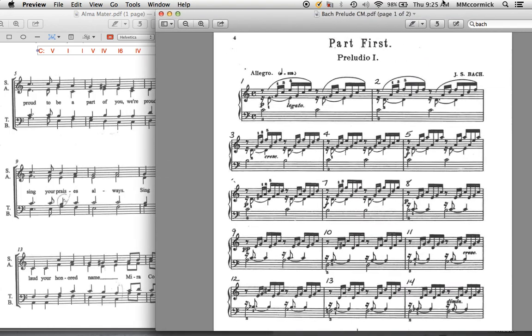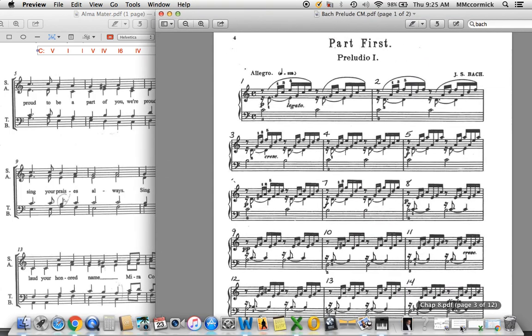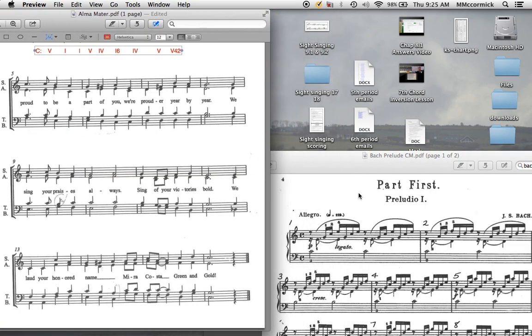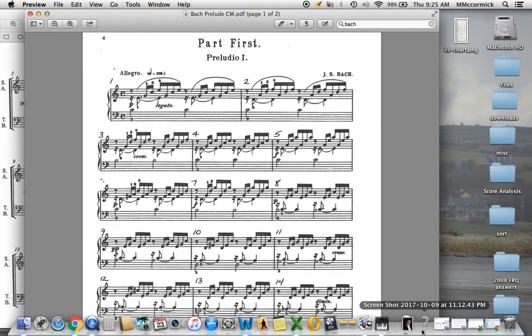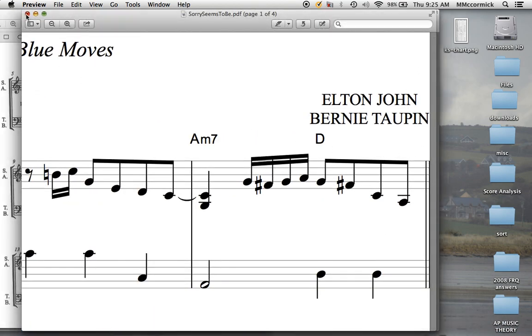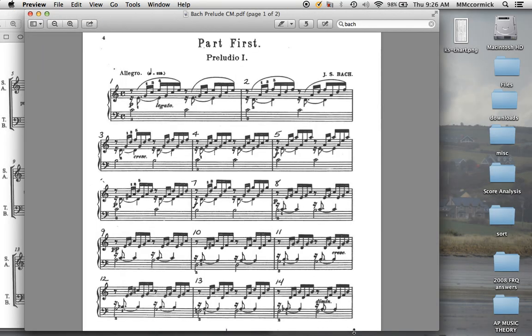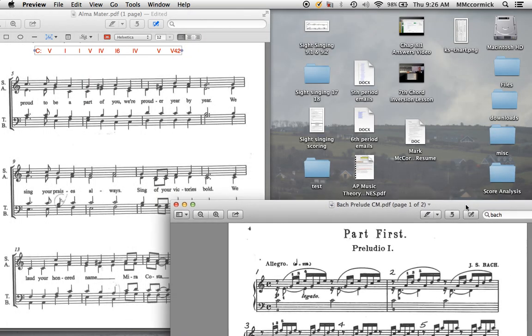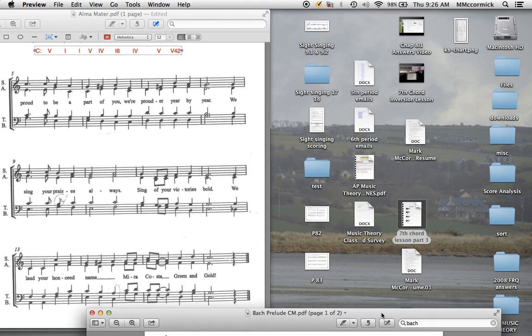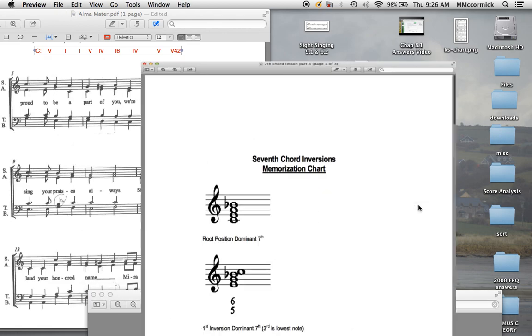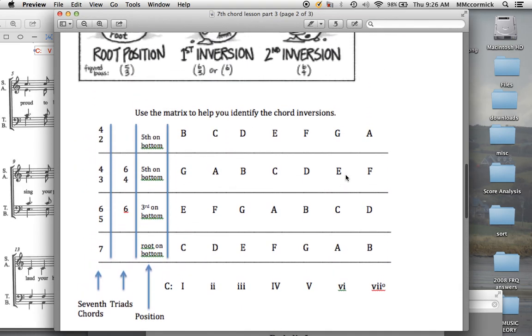Where did it go? I think I lost my handout. Here it is. Oop, that's not it. It's some Elton John. That's the homework. I wonder if I closed it. Anyway, let me find it here on my desktop. Here it is. Go back to the matrix.